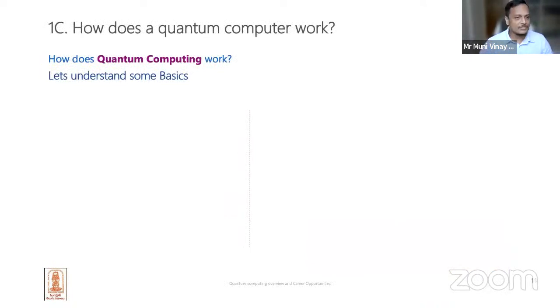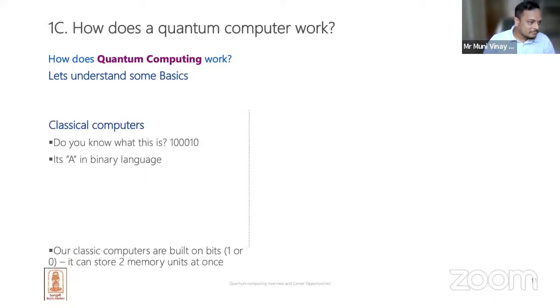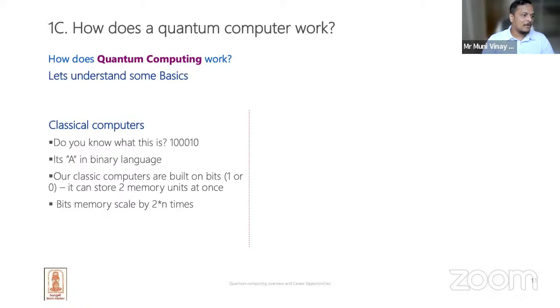So this comes to my next point: how does a quantum computer work? Classical computers, as I said, work on binary. For example, if I ask you what 1010 is, for people who are newly learning computers or from your engineering days, it's A in binary language, because our computers, the one that I'm using to give this presentation, only understand ones and zeros. Our classical computers are built on bits.